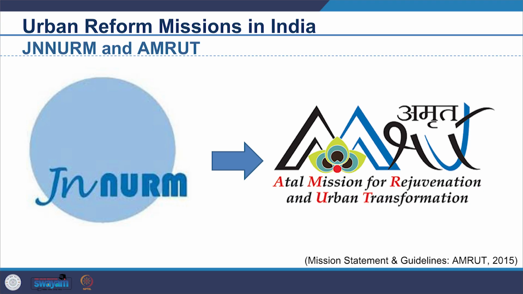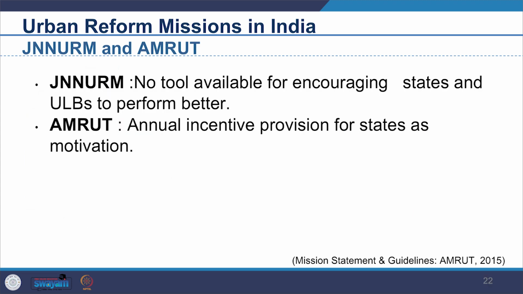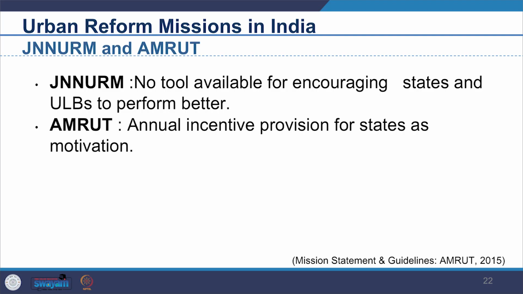The functional difference which come between the two, the JNNURM and AMRUT, we see it because of the experience and learning which we had from JNNURM. In JNNURM, it was found that there was no tool available for the state and ULBs to encourage better performance. So, most of the ULBs had no incentive actually, the projects were imposed on them and they had no incentive to perform better. So, it was a burden for them. Whereas in AMRUT, it has now annual incentive provision for states as motivation.